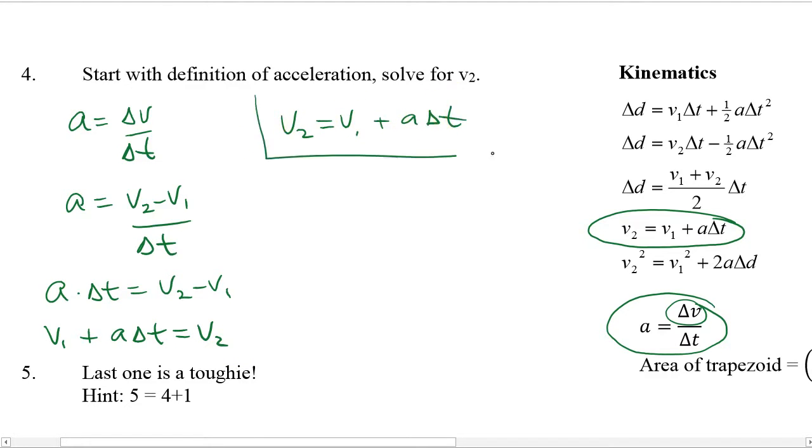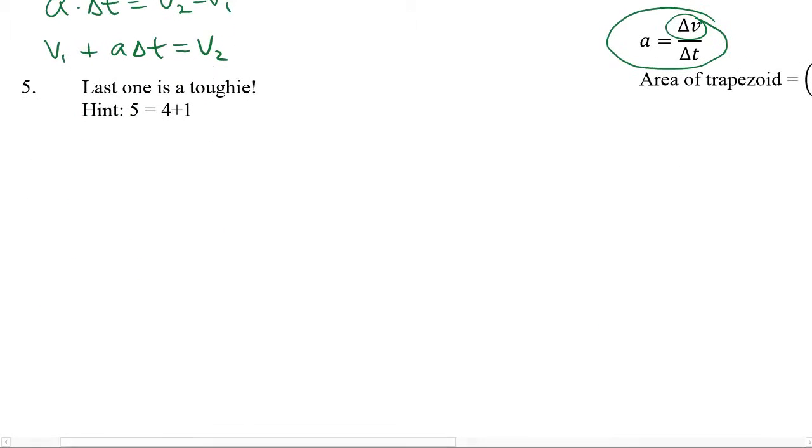And when you think of it, this one makes a lot of sense, doesn't it? The final velocity is going to be equal to the initial velocity plus, well, this is the change in the velocity. If it's changing by 2 meters per second every second, multiplied by how many seconds, right? So it makes sense that this term here is our change in velocity. So it's going to be v2 equals v1 plus a delta t. The last one is a toughie. Okay, so again, it's an algebraic one.